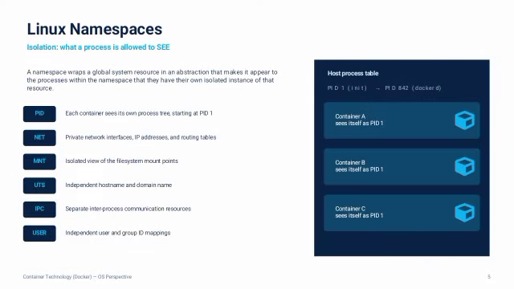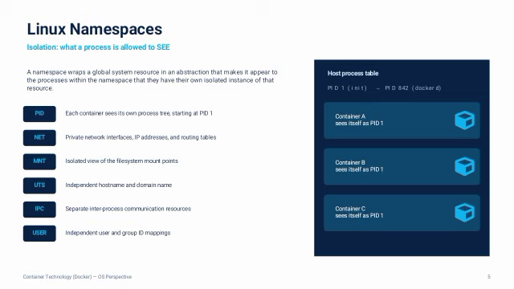Linux namespaces. Namespaces are the Linux kernel feature responsible for isolation. They control what a process is allowed to see. A namespace wraps a global system resource so that the processes living inside it have their own private copy of that resource.